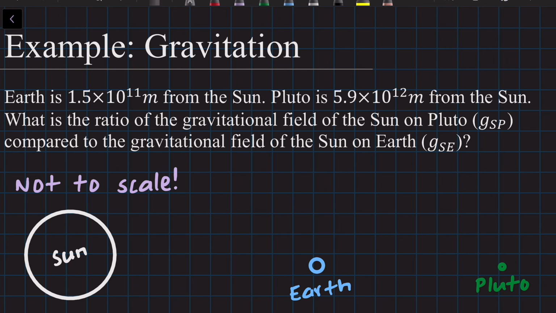G sub SP. SP means sun to Pluto. Compared to the gravitational field of the sun on Earth, G subscript sun to Earth. That's what the letters mean. Okay. Before we start writing down what we know, let's think about the field.